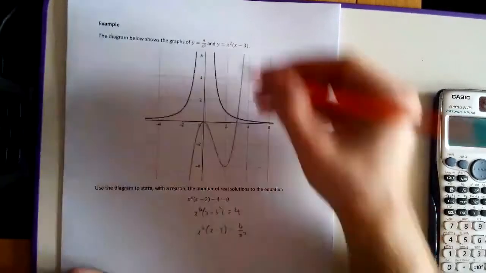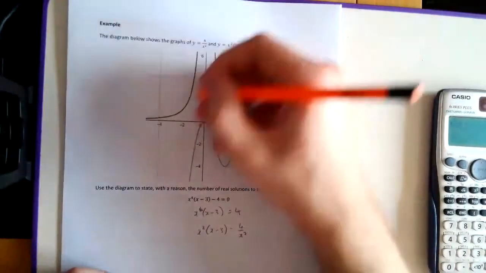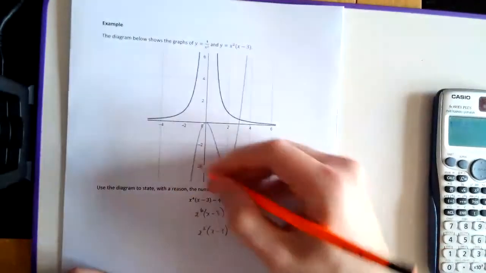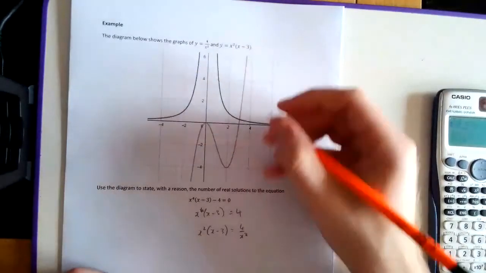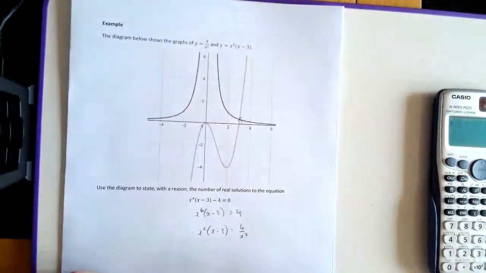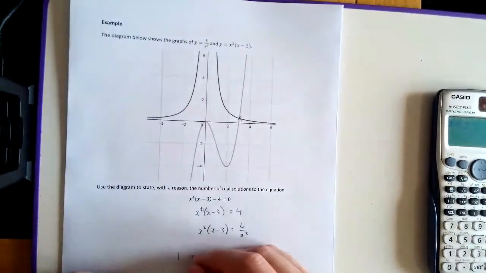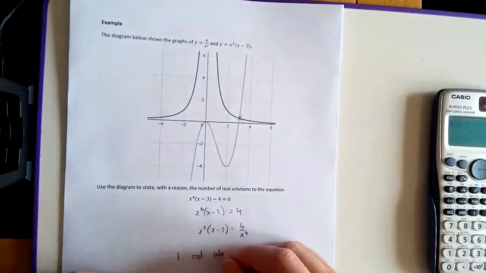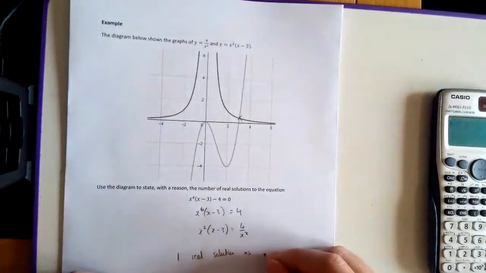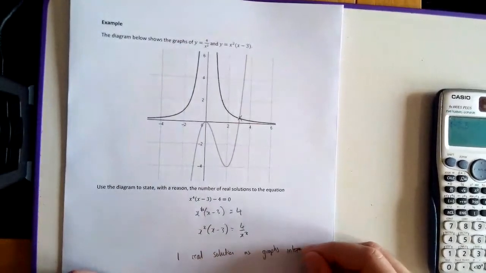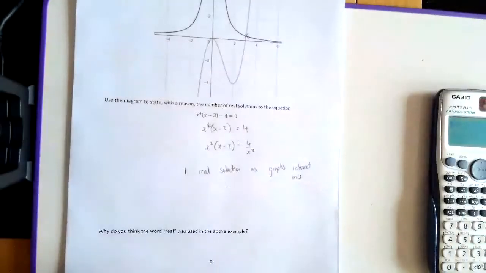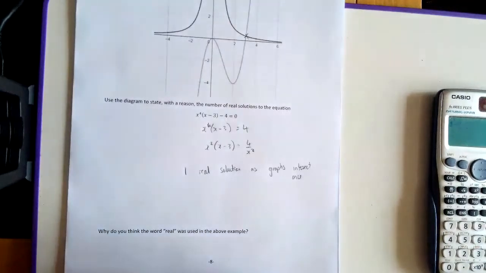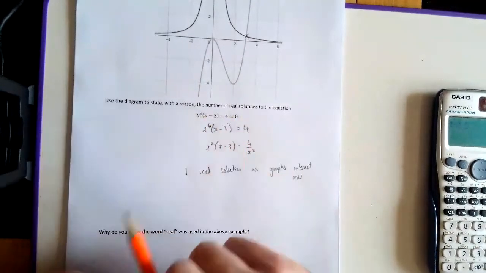Now I've got this graph, and I've got this graph. So 4 over x squared is this one, and the cubic is this one. And so they intersect once. So one real solution as the graphs intersect once. And why do you think we use the word real here, the number of real solutions?